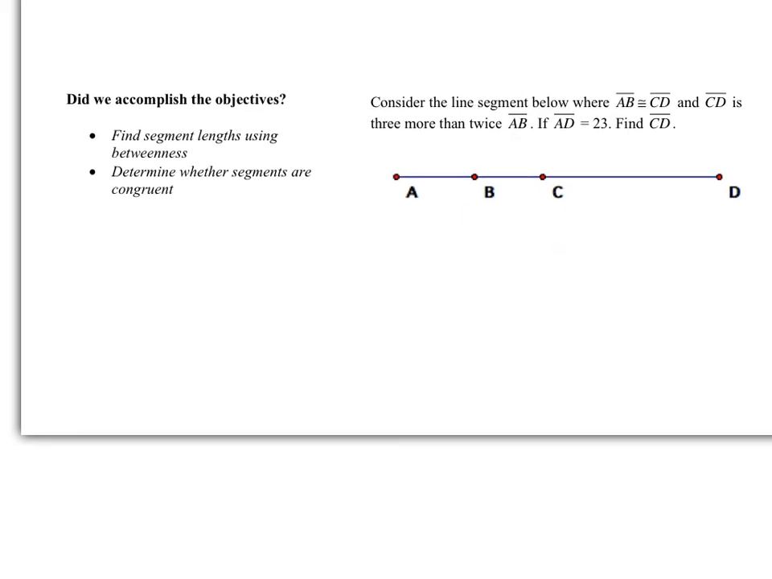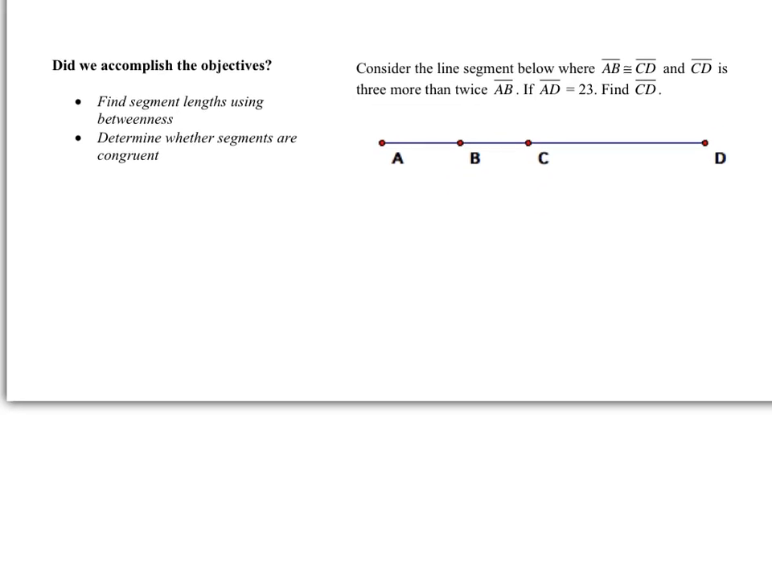Looking to the bottom of your page, it says, did we accomplish the objectives? First, we found segment lengths using betweenness. So that was like example 1 where you had to draw your own figure and then add the 2 parts to be equal to the whole. And then we also determined whether segments are congruent, which is what we just did. We graphed and determined if they had the same length. Now there's an example to the right. I'm going to start you out, and then you're going to keep going on your own.